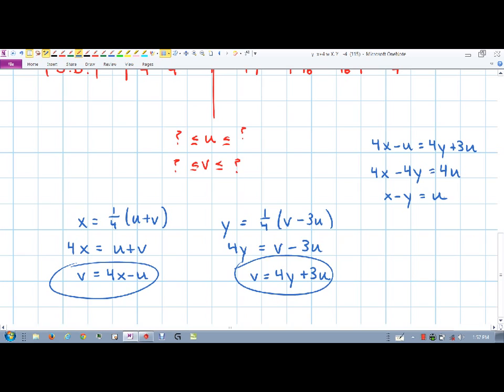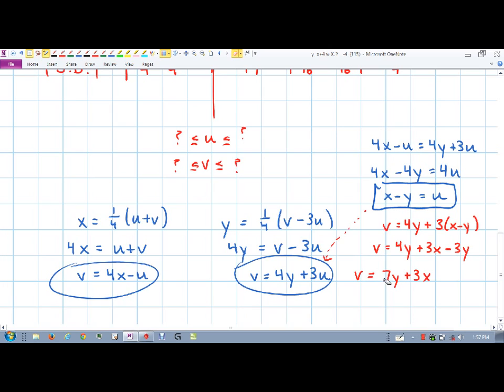Once I know what u is, can I go get v? Yes? So now that I know what u is, I'm going to take that answer and plug it in. Let's say we plug it in right into this one. We get v is equal to 4y plus 3 times u, but u is x minus y. So v is 4y plus 3x minus 3y. All right? V is y plus 3x, thank you.